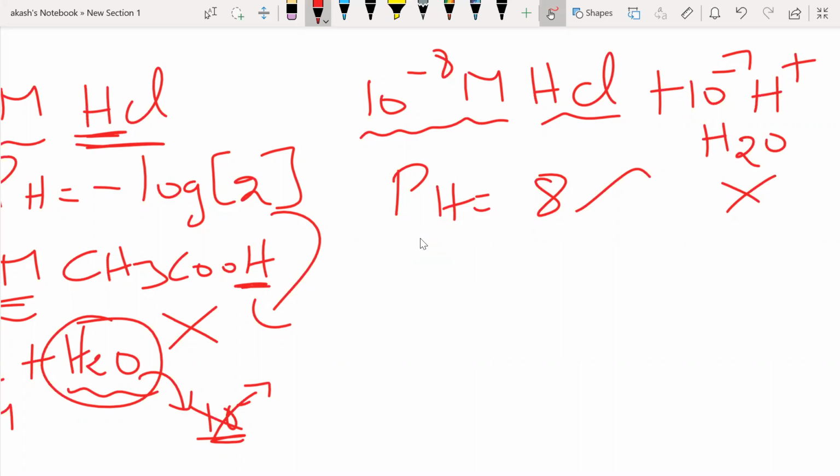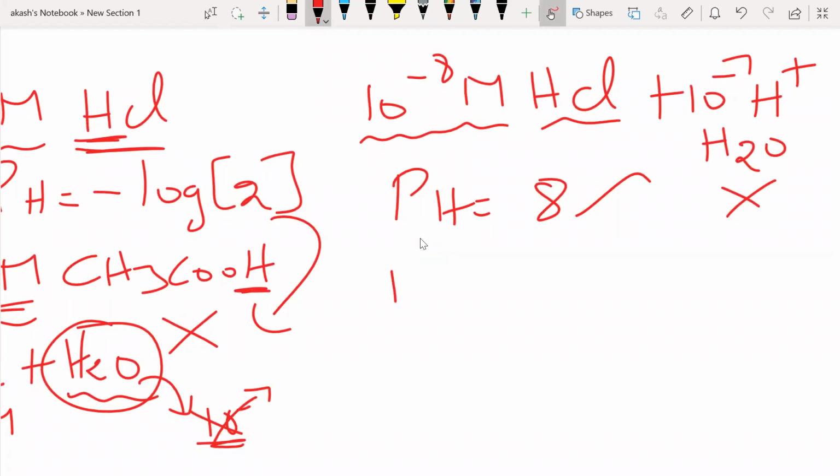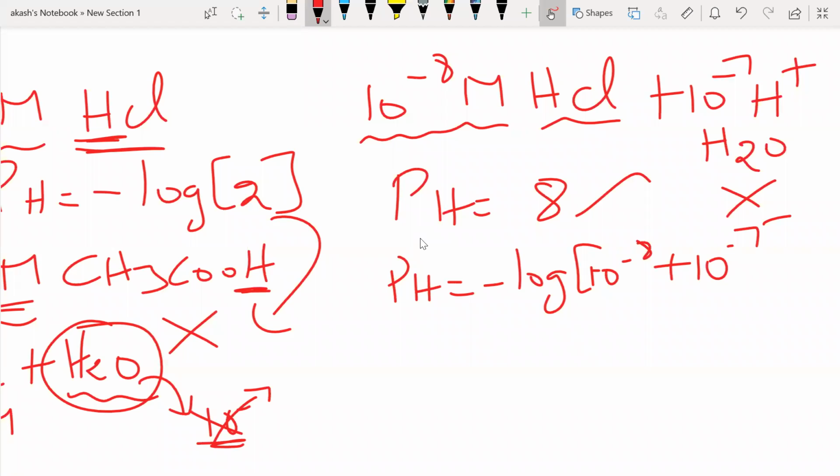Now, if you do the calculations properly, my pH would have been negative log of 10 to the power minus 8 plus 10 to the power minus 7. That's how you must do it. Now, if you calculate, it will be around 6.97 or something. Now it's lesser than 7. Then it's good. Acid means it should be lesser than 7.